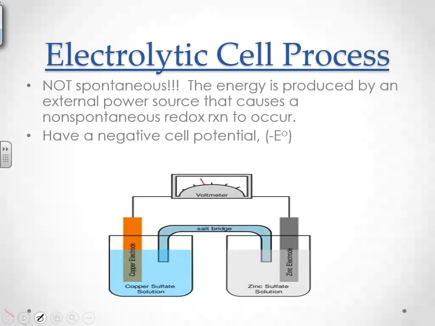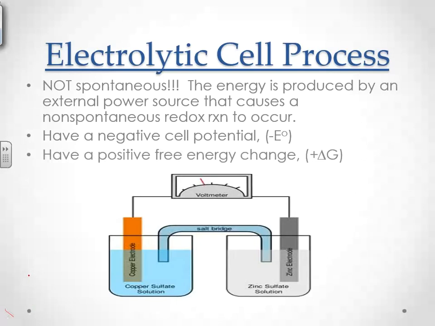These have a negative cell potential because they're non-spontaneous. So they have to be sort of jump-started with an outside power source. Since they have a negative cell potential and they're non-spontaneous, that means if you were to calculate the delta G, it would be a positive delta G. Again, non-spontaneous. Notice here, I've got the copper electrode on this side and the zinc electrode over here. So the electrons are not going to flow as they did in the galvanic cell.